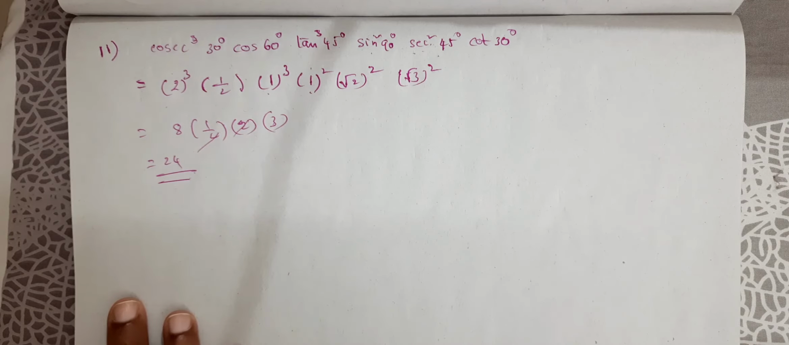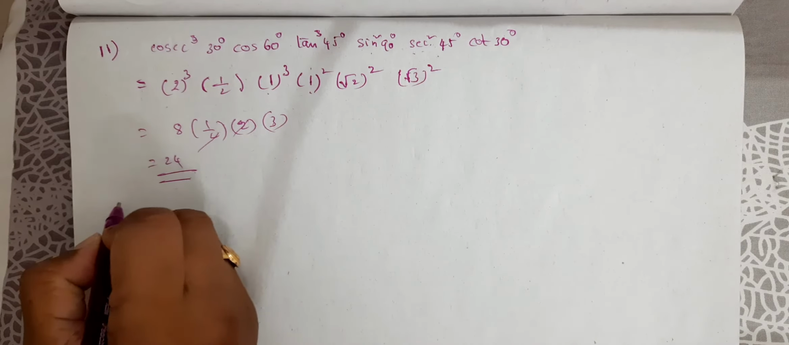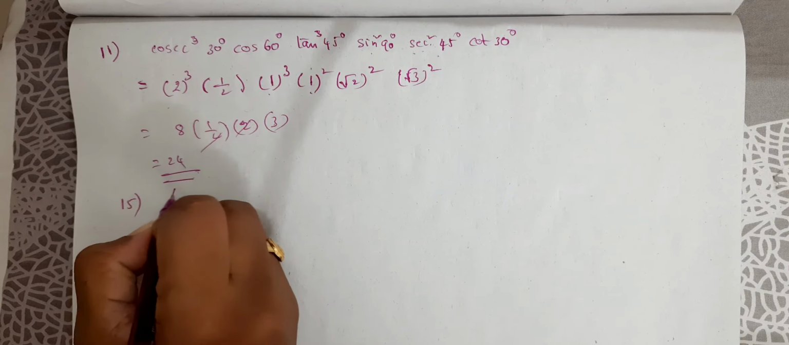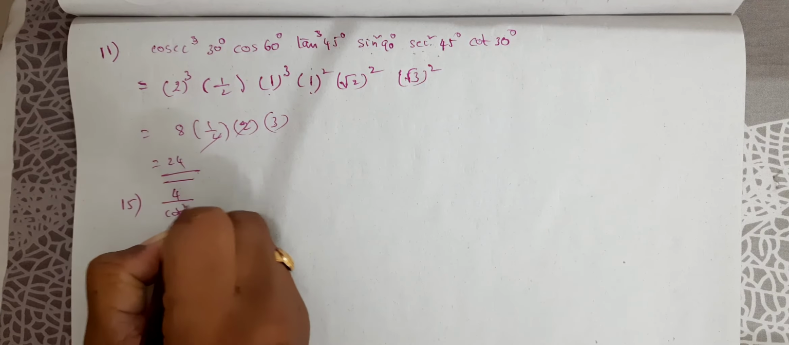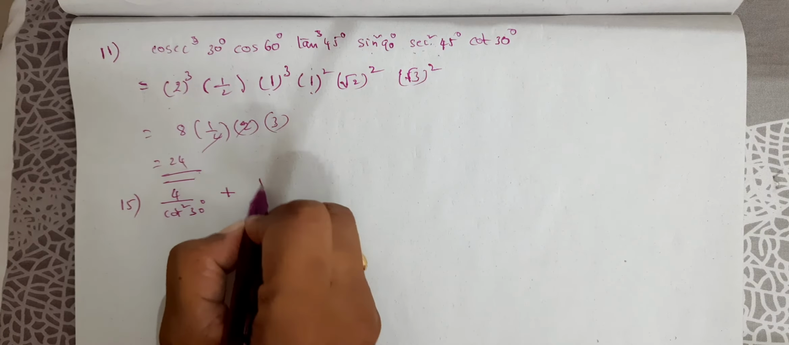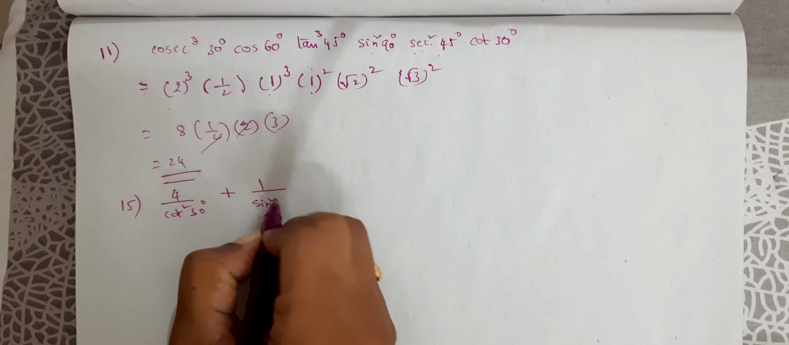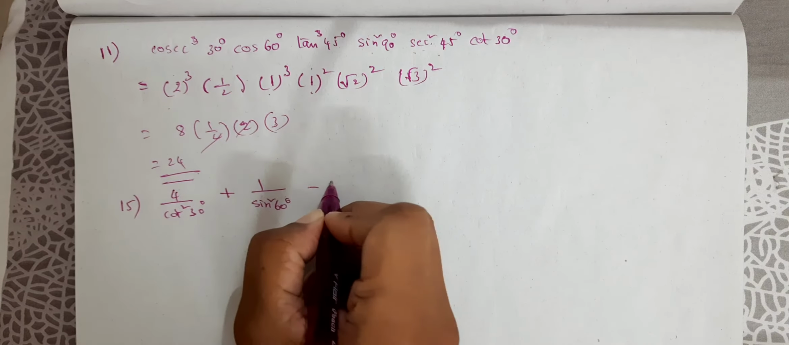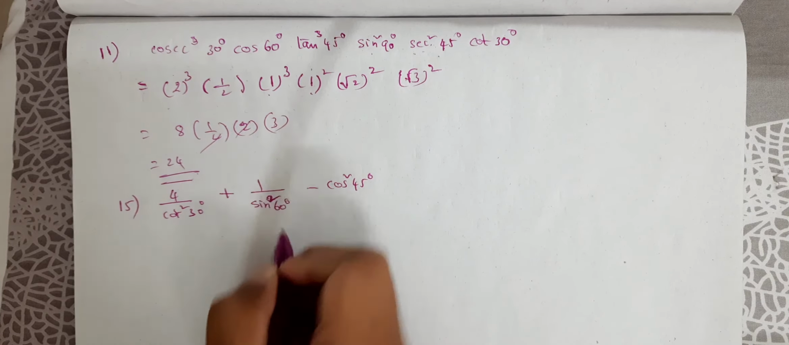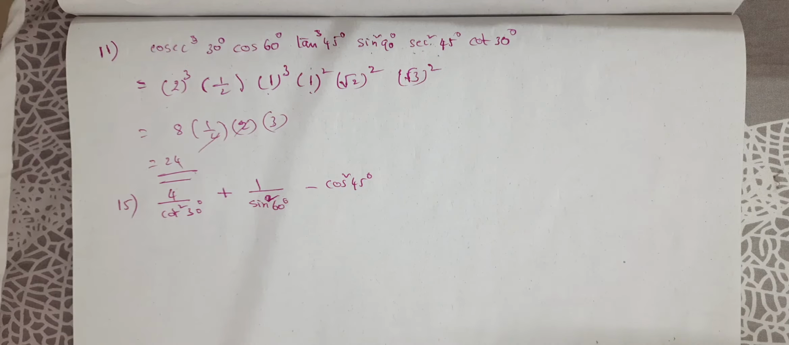Okay, next, the 15th one. 15th problem: 4 by cot square 30 plus 1 by sin square 60 minus cos square 45 degrees. All are evaluate problems only. So this is the question asked. Right. So what is the first term? First term is 4 by cot square 30.